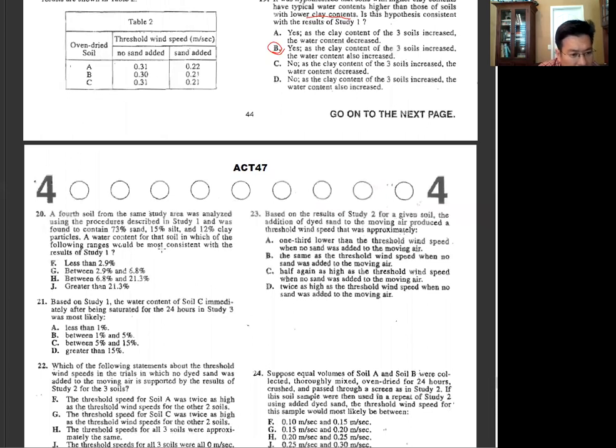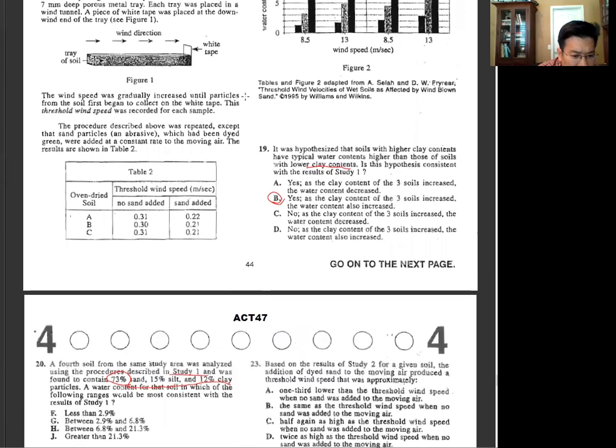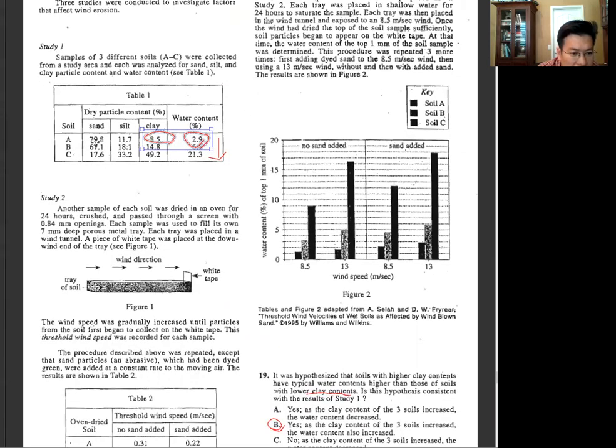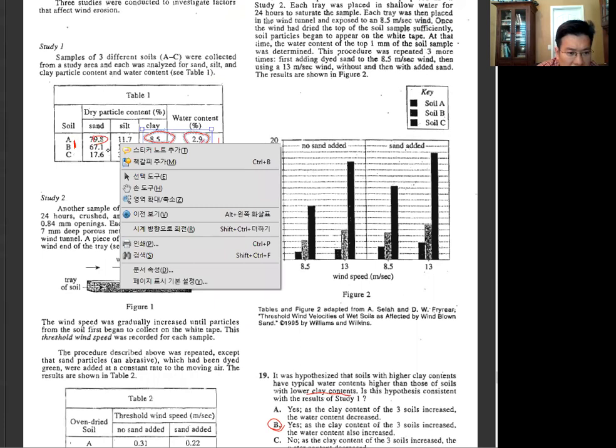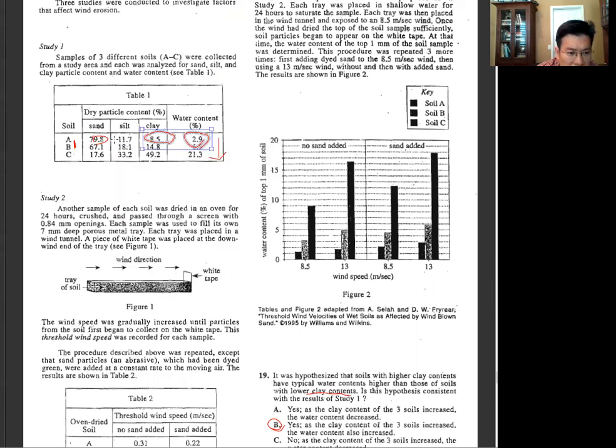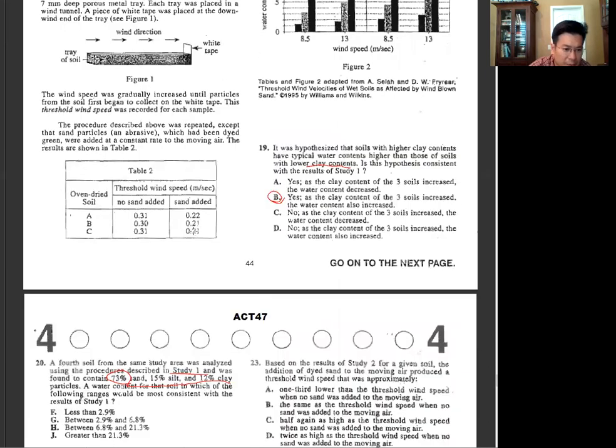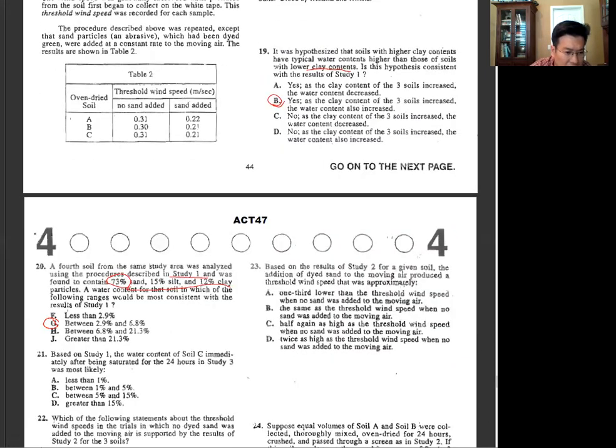And then the fourth one. As analyzed in study 1, it was found 73 sand, 15 silt, 12 clay. Probably between A and B, because 73 is lower than this and 12, 15 is higher than this, so it's okay here too, between these two. And then between 2.9 and 6.8, G.